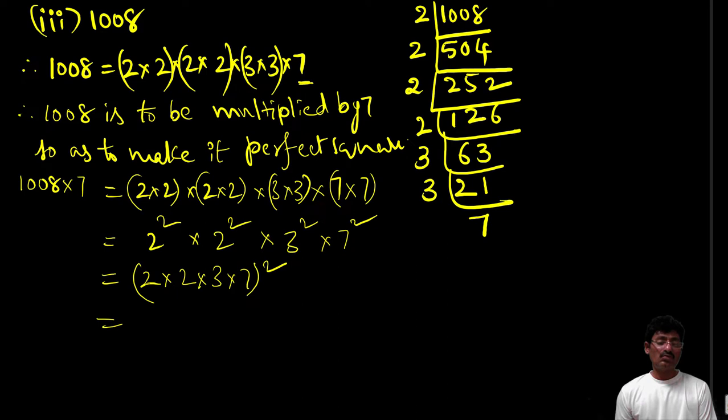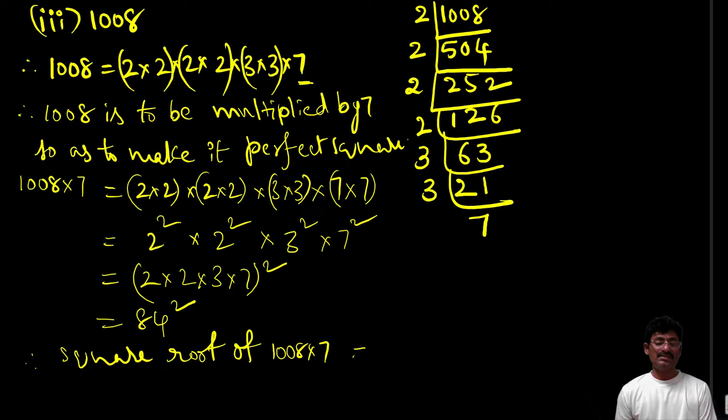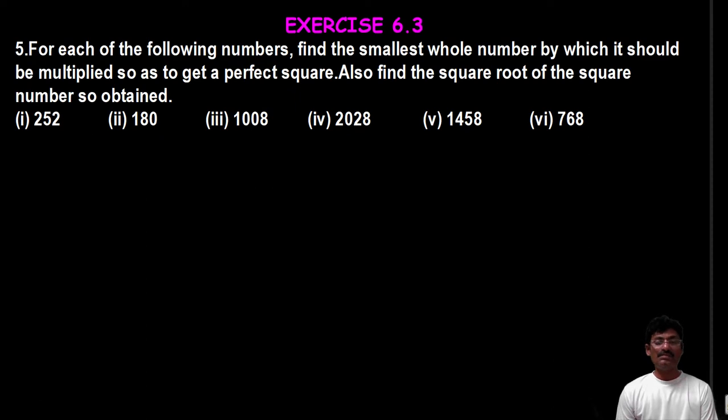So this is equal to 2 times 2 is 4. 4 times 3 is 12. 12 times 7 is 84. So 84 square. Therefore, square root equal to square root of what actually? Of 1008 times 7. This is equal to how much? 84. Okay. So now let us go to the next problem. Next problem is 2028. Fourth problem.